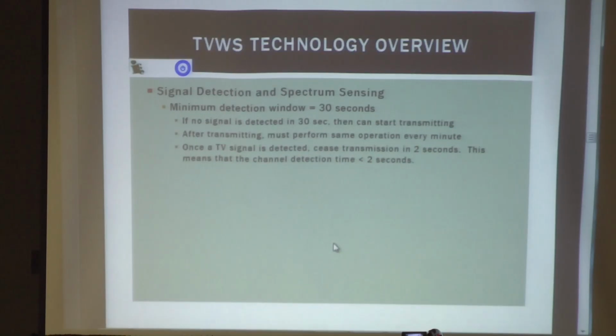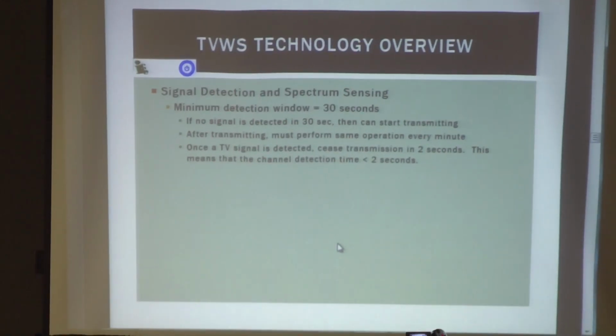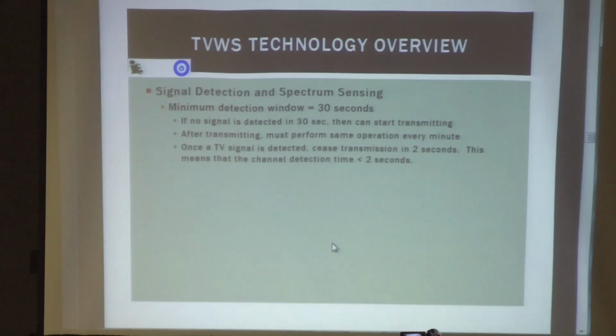Okay, and these are just some specs for 802.22. The minimum detection window is 30 seconds. So if there's no signal present within 30 seconds, then you can start transmitting. After transmitting, it must perform that operation every minute. So every minute you have to keep checking the channel for whether there's a signal there or not. And you must be able to detect the signal within 2 seconds. The reason is that there's a spec within the 802.22 standard that says you have to cease transmission within 2 seconds once a TV signal is detected.